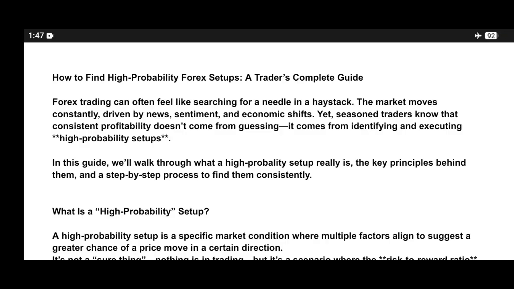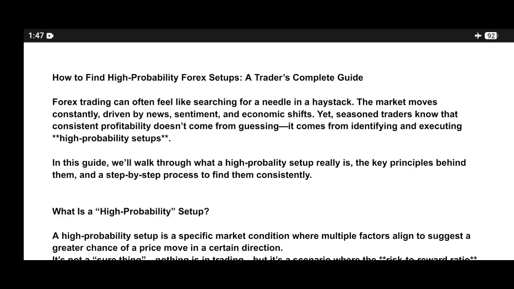Let's continue. How to find a high probability forex setup: a trader's complete guide. This basically teaches you how to spot a high probability forex setup anytime you are in trading. Are you getting my point right now?